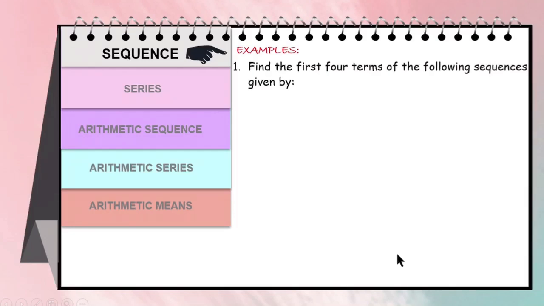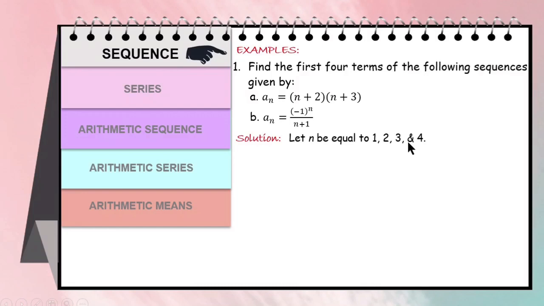Find the first four terms of the following sequences. Given by letter A, a sub n is equal to n plus 2 times n plus 3. B, a sub n is equal to negative 1 raised to n over n plus 1. Since we are to find the first four terms, we let n be equal to 1, 2, 3, and 4.